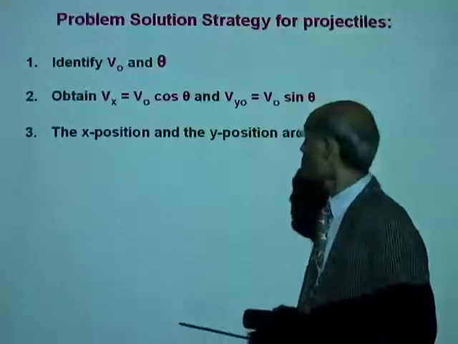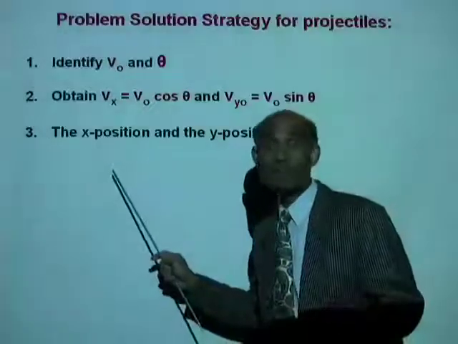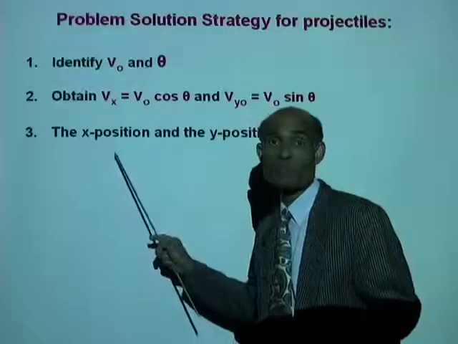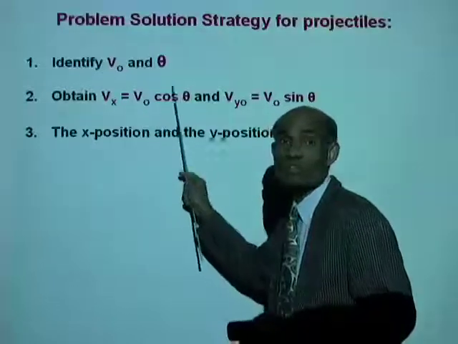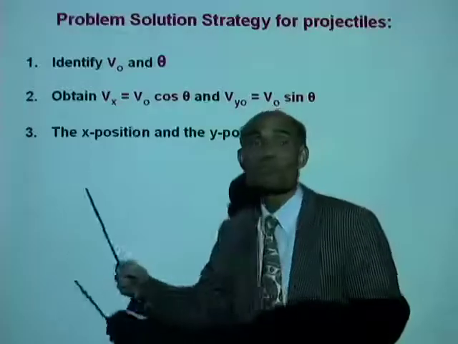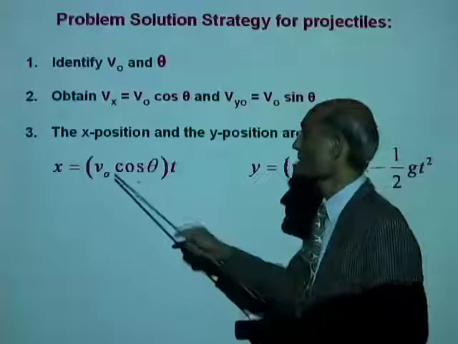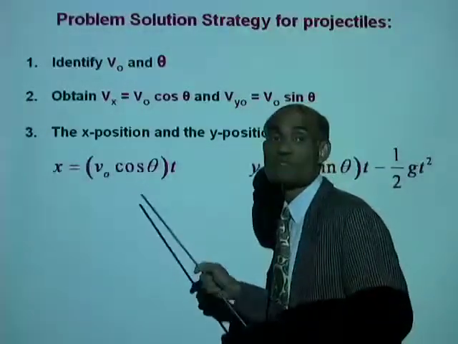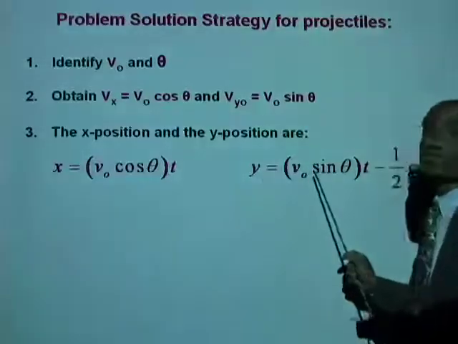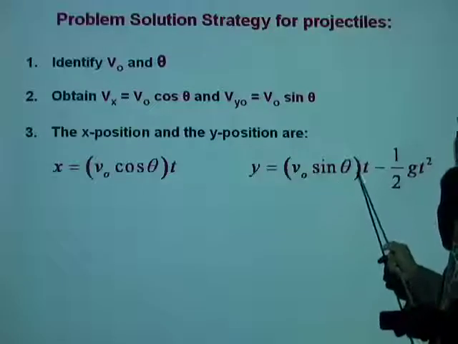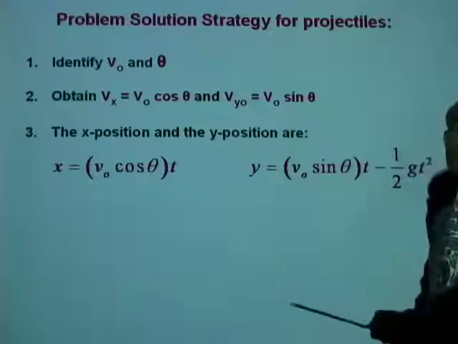Third, the x position and the y position. Do you know what the x position is equal to? What is the equation for the x position? Since the x velocity remains constant, the x position will be the x velocity multiplied by the time of flight. So the x position is v0 cos theta t. The y position is v0 sin theta t minus 1/2 gt squared.